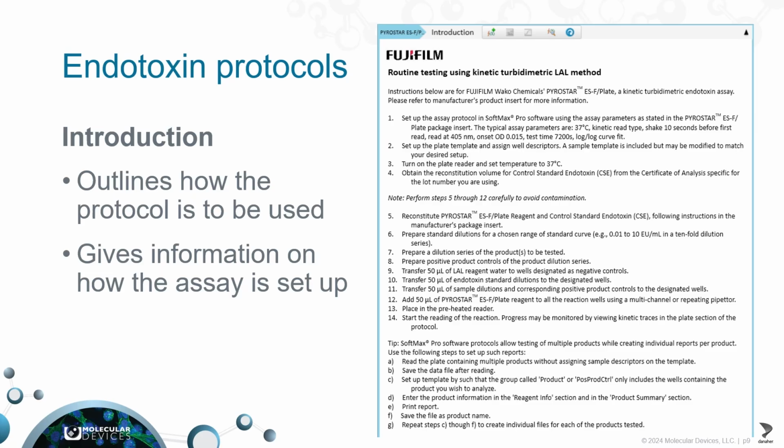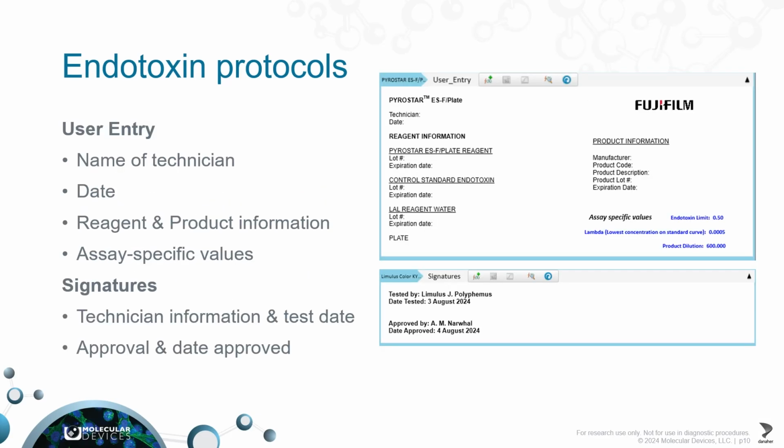The user entry section has areas for entry of things like the technician who's performing the assay, the date the assay was performed, and then various information on the reagents used, including the lot number for each and the expiration date for each. Product information is also entered, and that would include information such as the manufacturer, the product code, product description, product lot number, and the expiration date.